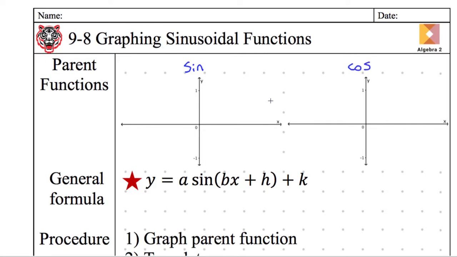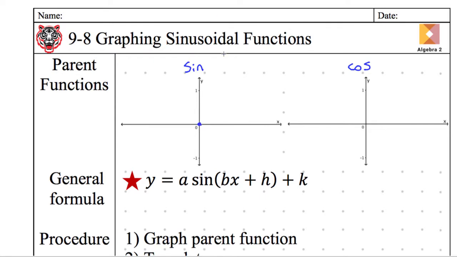Sine, where does it start on the y-axis? Does it start at 1, 0, or -1? Sine of 0 is what? It is one of those two choices, 1 or 0. Take a guess. You have a 50-50 shot, 1 or 0. 0. It is 0. And this makes sense too, right?